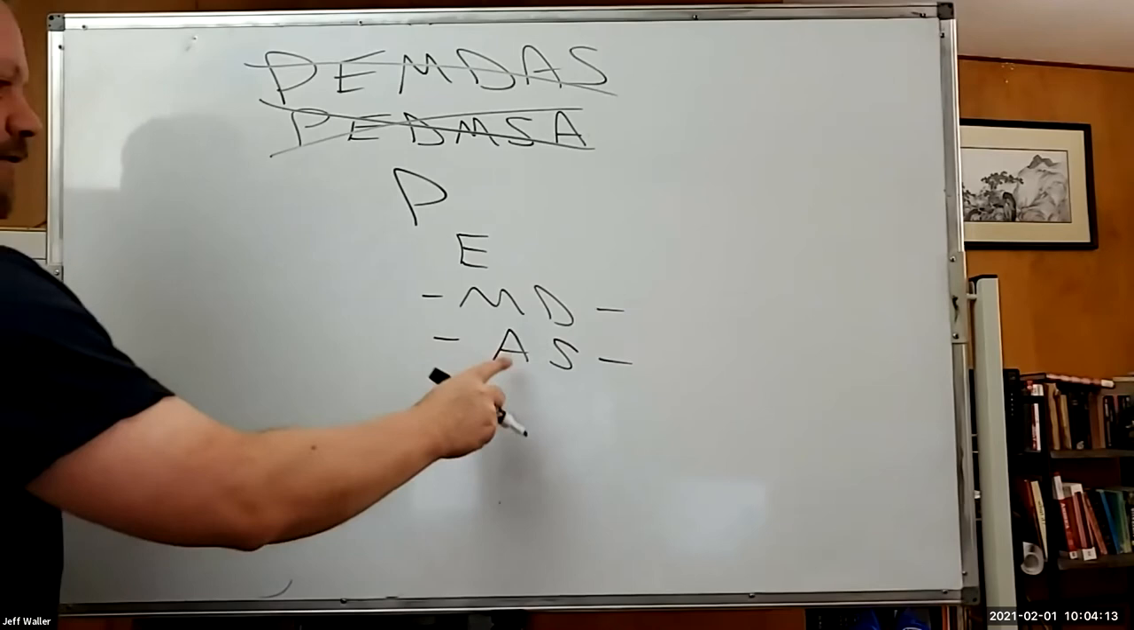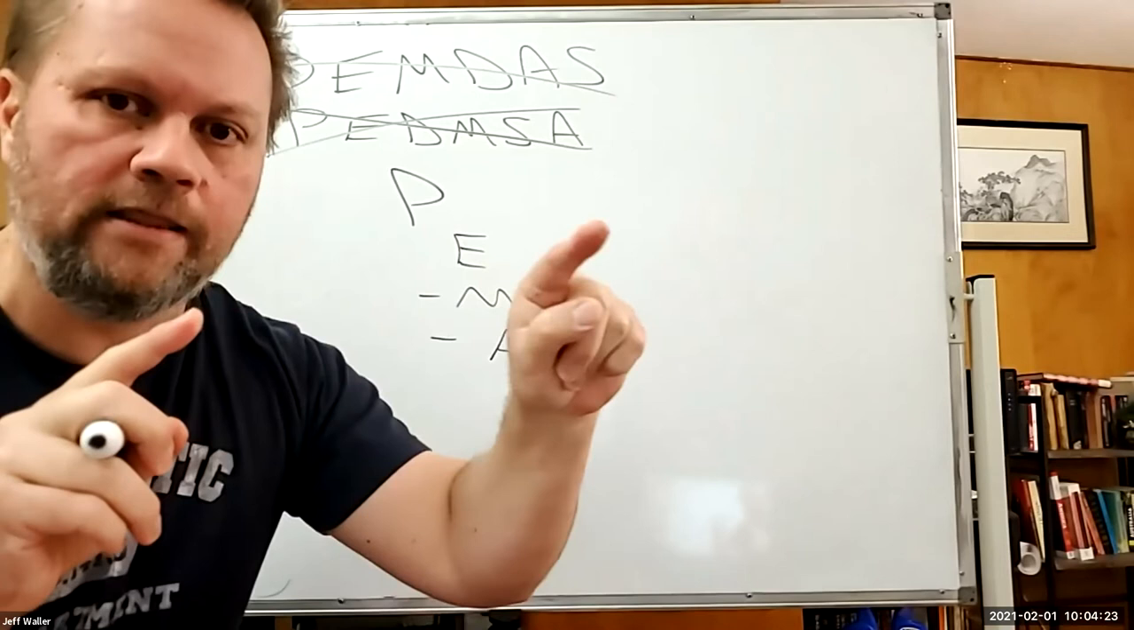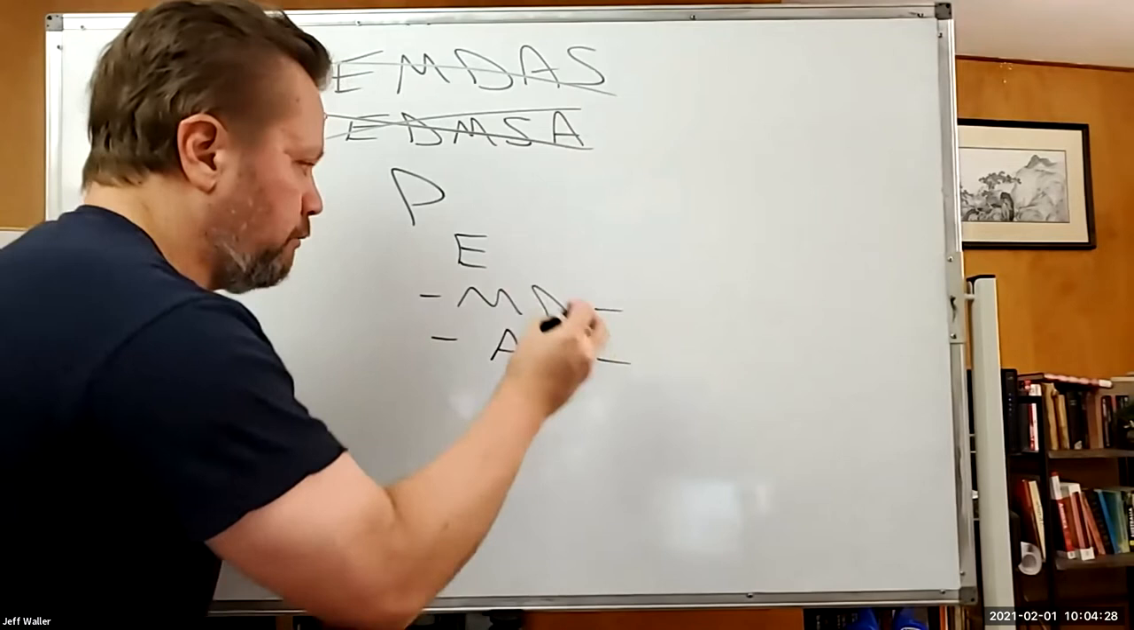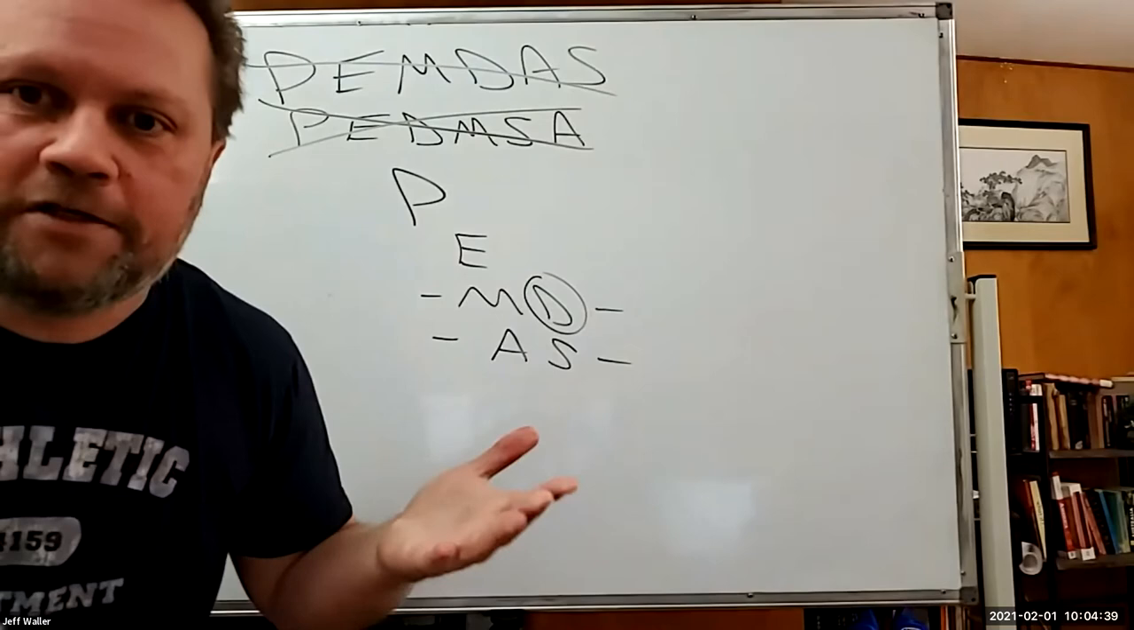Addition, subtraction. This is the best way to write it because these two are on the same level. Neither one comes before the other necessarily. They just happen in the order they're written. That is one of the biggest mistakes people make. The biggest one I see is they make division last. Is division last? What's at the end of PEMDAS? Addition, subtraction. So division is not always last. That's not the way it works.